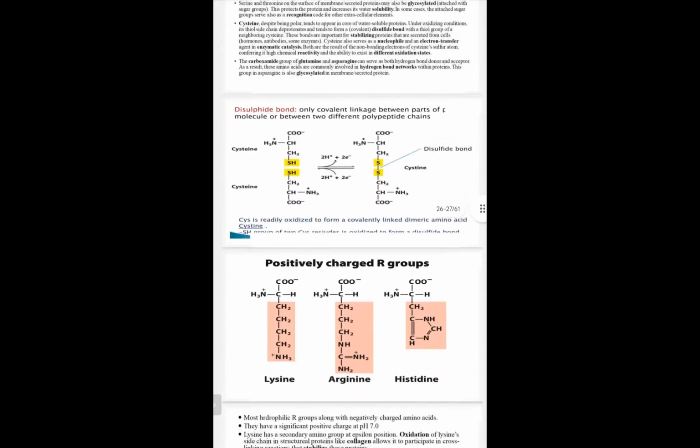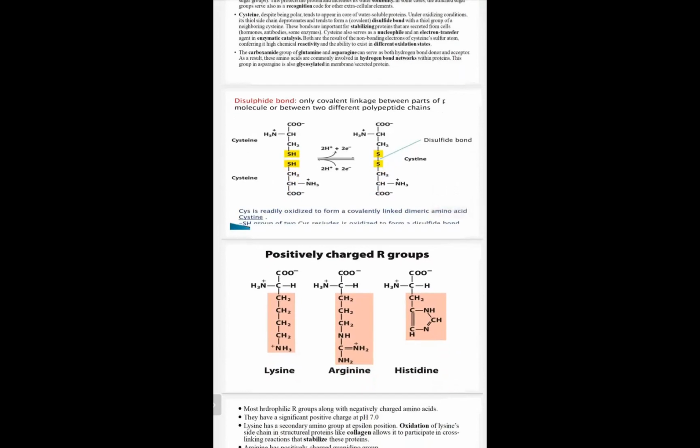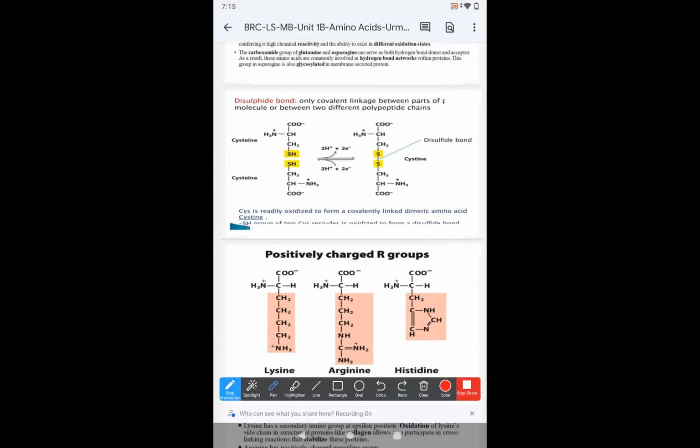Okay, see here they have given the disulfide bond formation between amino acids. This is one cysteine amino acid. This is another cysteine. Cysteine contains a sulfhydryl group, SH group, which binds with the SH group of the other cysteine amino acid. Here, 2H plus are released, so that forms a sulfur-sulfur bond. That is called a disulfide bond.